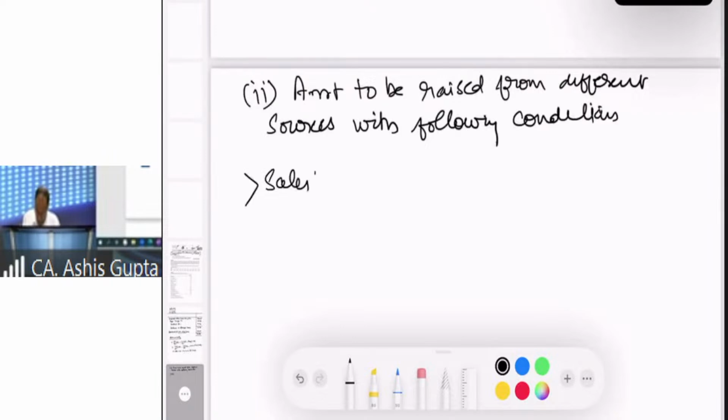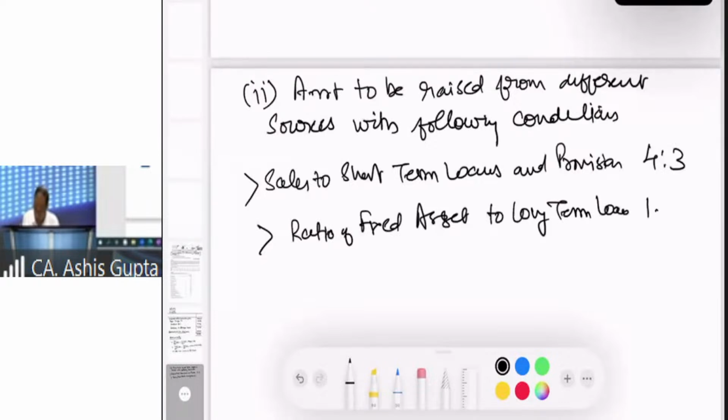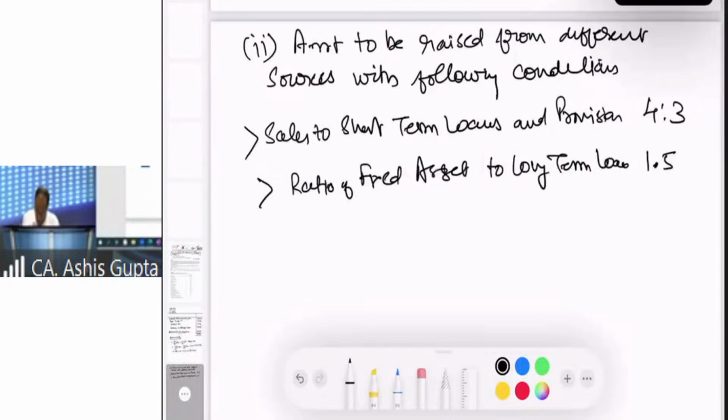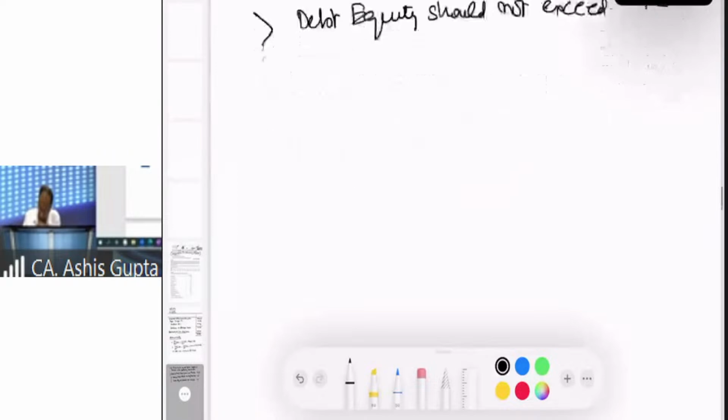Sales to short-term loans and provisions. Here he has included them in the short term. So it should be 4:3. Then the ratio of fixed assets to long-term loans should be 1.5. That is, if our long-term loans are 1, then fixed assets should be 1.5. The debt equity ratio should not exceed 1.5. Okay, now let us see how we raise the funds.